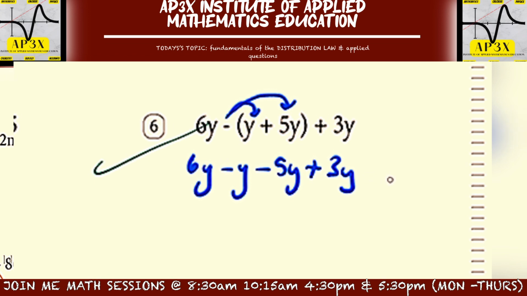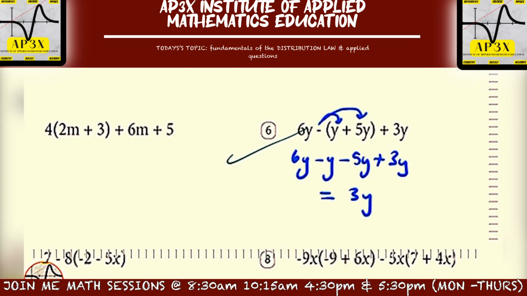So all the terms are alike. Very simple question that appears to be a little bit tricky. 6y minus 5y is 5y. 5y minus 5y is 0. 0 plus 3y is in fact 3y. Perfect. Perfect answer there.